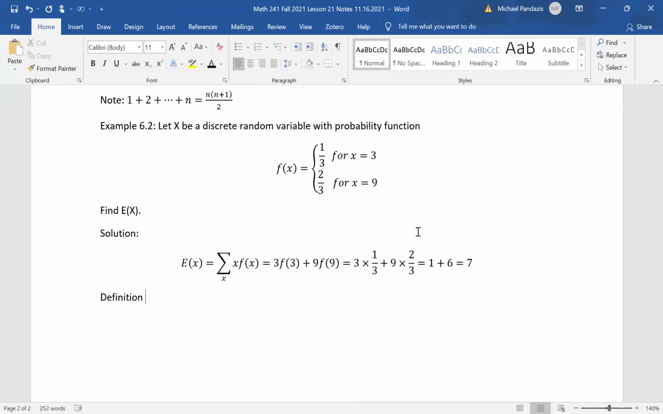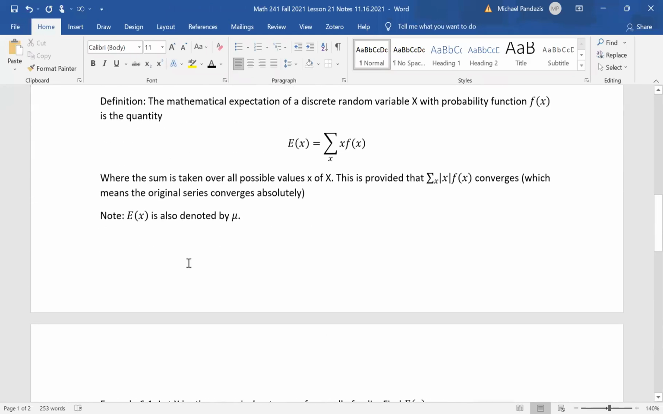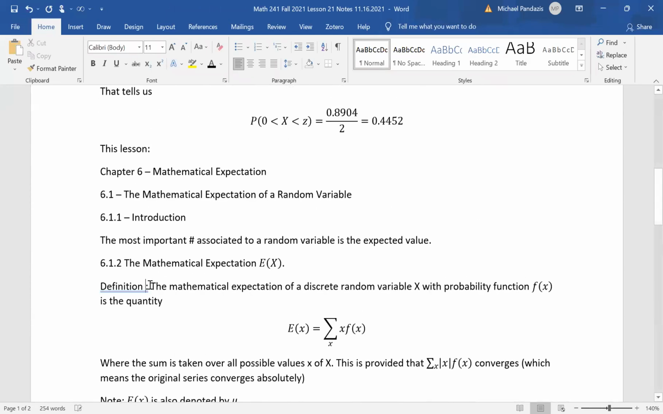Okay, so this is another definition. This is definition 6.2 in this section. This was definition, I'll label it 6.1. So the expected value definition is 6.1. It's a mathematical expectation of the discrete random variable X.